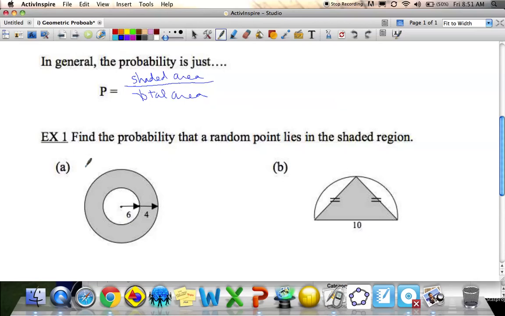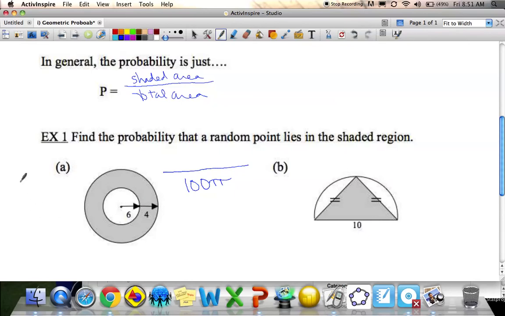Well, for this one, the total area is a little bit easier to find. The total area is the entire circle. What's the area of the entire circle? It would be pi r squared. So the radius is 10, and the entire area of the figure is 100 pi.